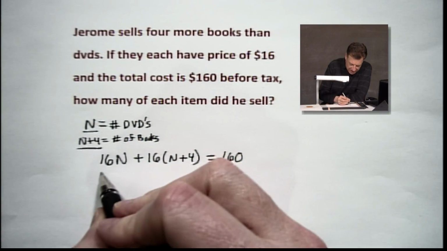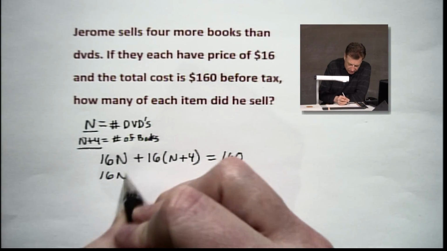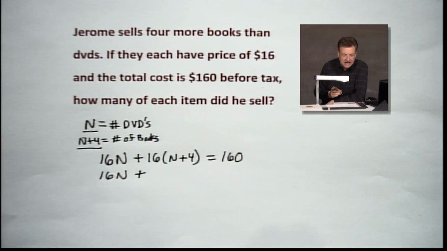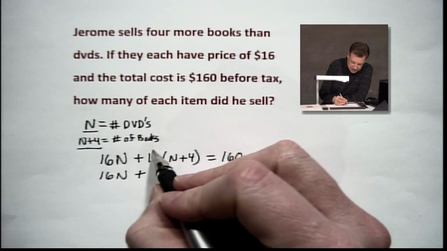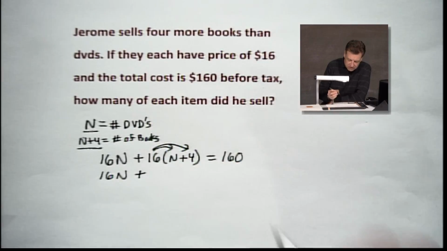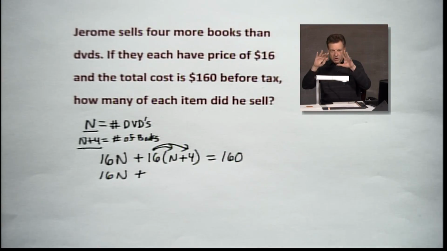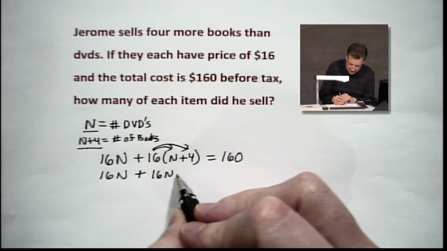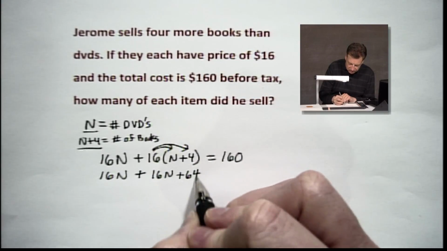So let's go ahead and do our distributive property and work this thing out. Let's see where this is going to go. I got 16 in there. That didn't change. Now, I got to distribute. Take that distributive property and work it through. Work it. And let's see what we have. I'm seeing 16N plus 64.